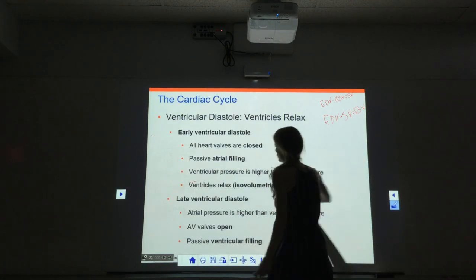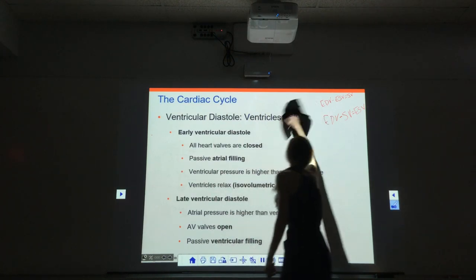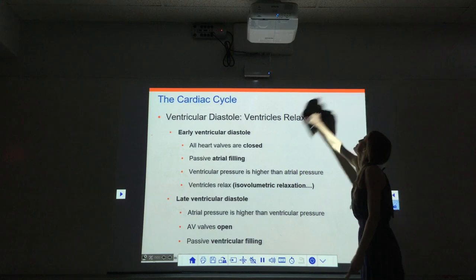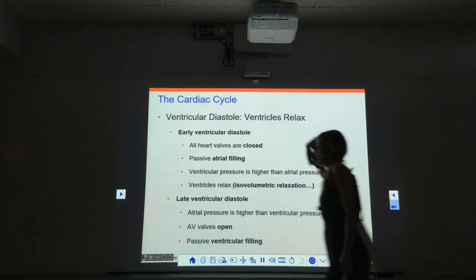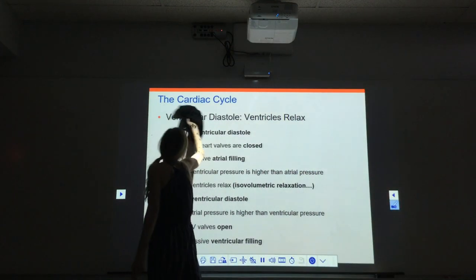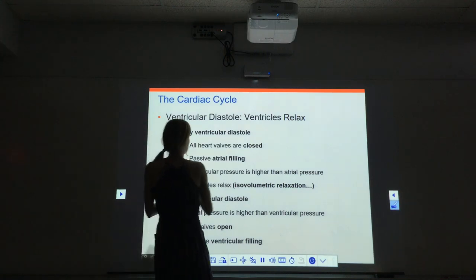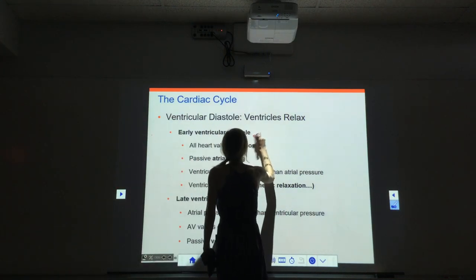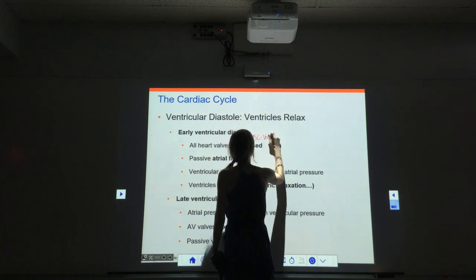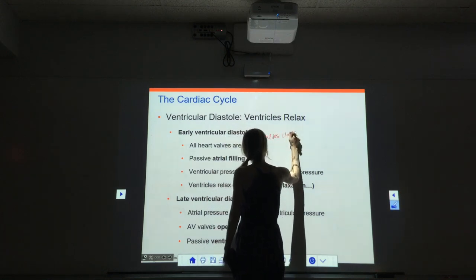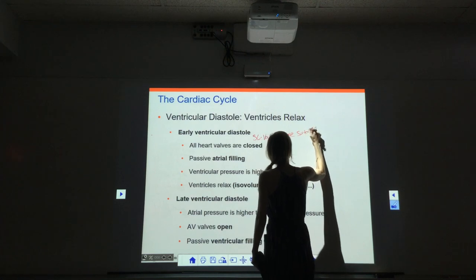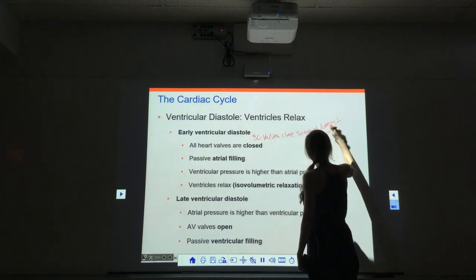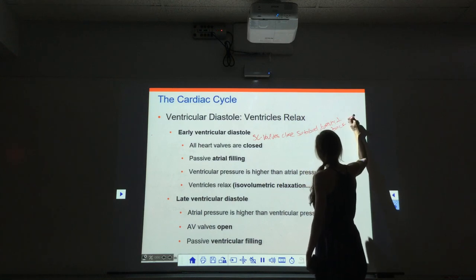Ventricular diastole, right? When the ventricles are relaxing. And again, we said that this happens in two phases, just like systole did. In the first phase, early diastole, remember we just said that the semilunar valves close, so blood doesn't go backwards into the ventricles.